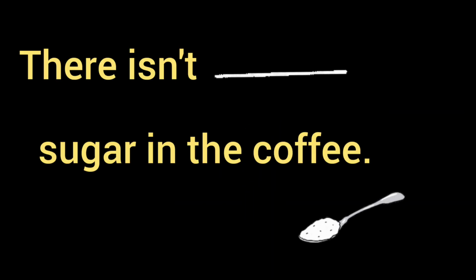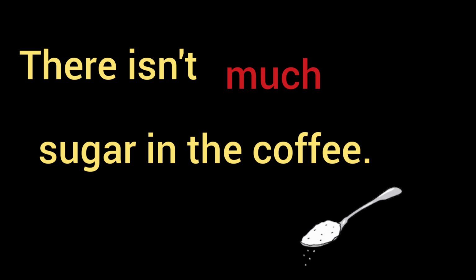Let's try another example. There isn't dash sugar in the coffee. In this sentence, we are referring to the sugar in the coffee. First, let's think. Is the word sugar a countable or an uncountable noun? If you guessed that it is an uncountable noun, that is indeed correct. So to complete the sentence, we'd say, there isn't much sugar in the coffee.